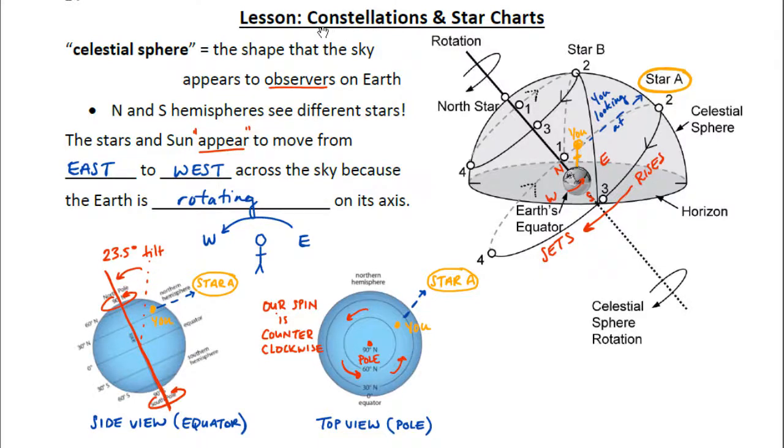In this lesson, I'd like to introduce some of the more common constellations that we see in the Northern Hemisphere and show you how to use a star chart. First of all, you need to know this term, celestial sphere.